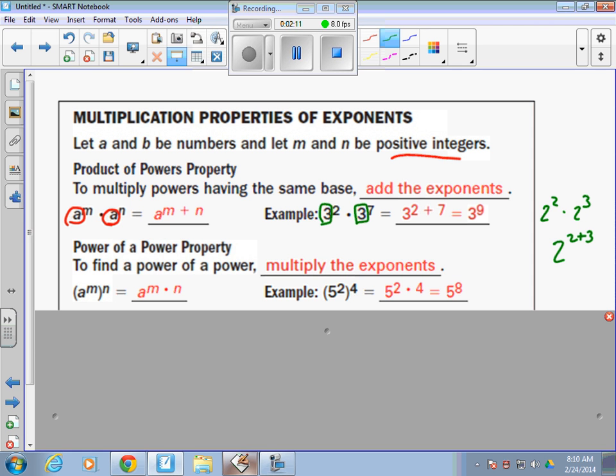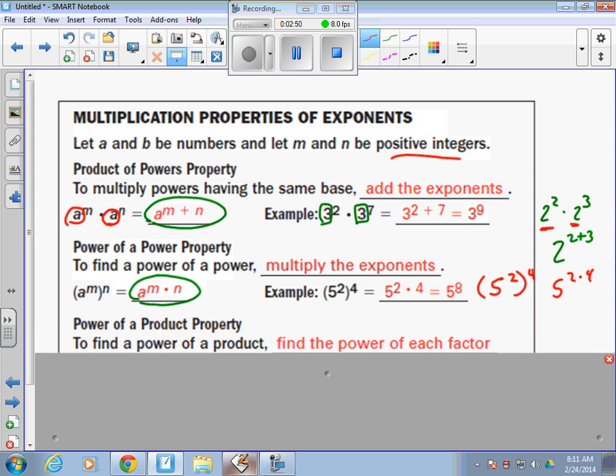When you're multiplying the exponents, notice it says a to the m to the nth. That's how you read that, a to the m to the n. Now that sounds like a rap song, but it's not. A to the m to the n, you just multiply m times n. Notice the difference in how they're set up originally. When you have numbers, 5 to the second to the fourth, you're going to multiply 2 times 4 to get 5 to the 8th. That's the difference. When you're multiplying the same base like this, you add 2 plus 3. When you're raising a power to a power, you multiply 2 times 4 in that case.